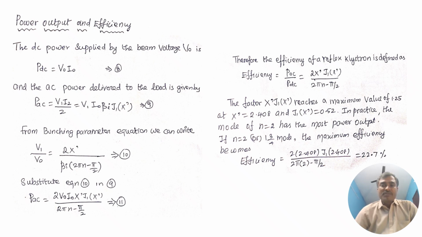The maximum efficiency achievable is 22.7%. This is possible only for a bunching parameter value of 2.408 and a first order Bessel function value of 0.52.